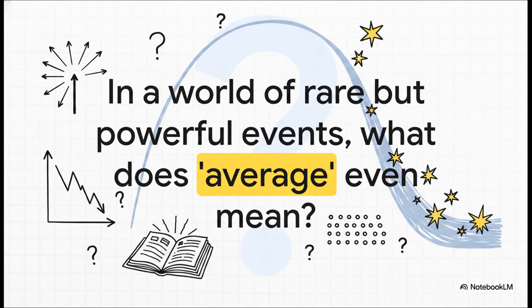So I'll leave you with this to think about. In a world that seems to be more and more defined by these wild, heavy-tailed events, by stock market crashes, viral videos, and huge disruptions, what does average even mean anymore? And how do we make sense of it all when it's the exception and not the rule that can change everything?